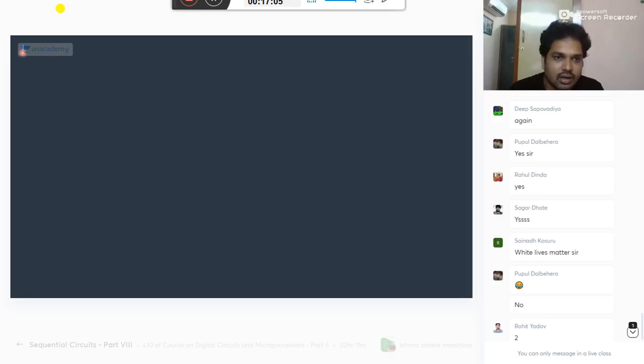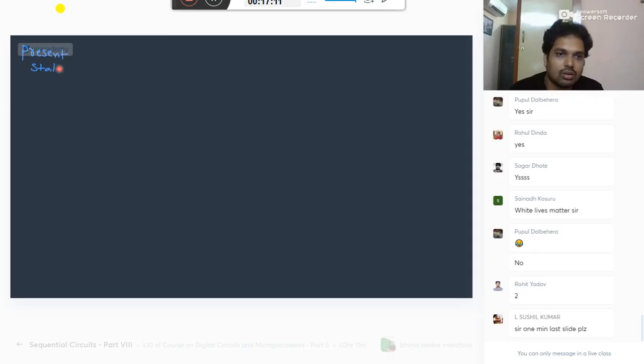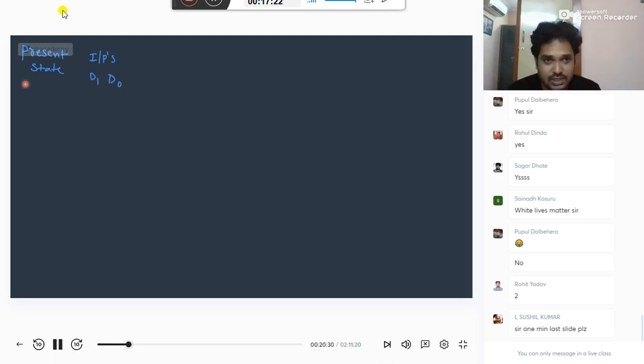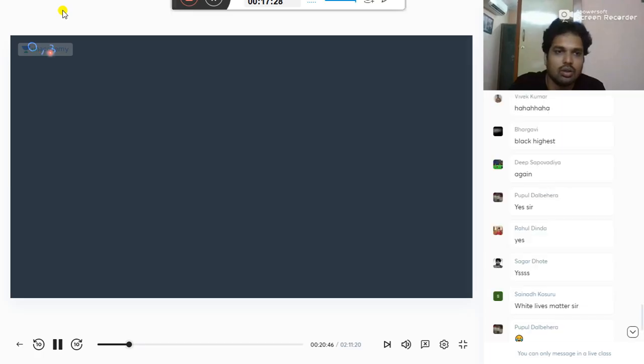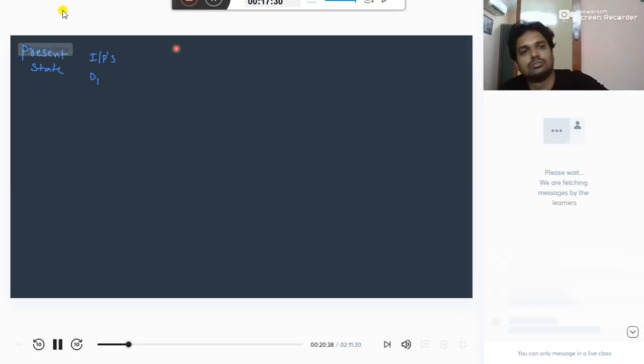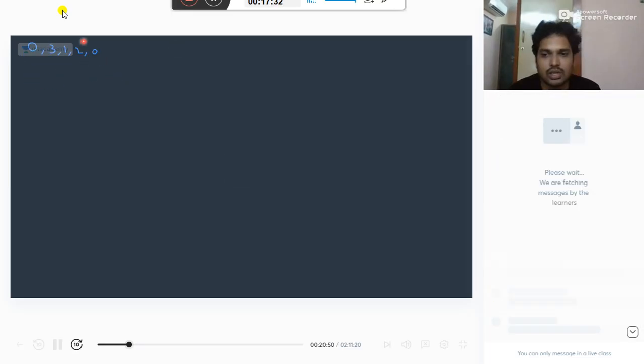The table entries are, first, the present state. What are the inputs you want to give? That is D1, D0, since it is a D flip-flop. The present state is Q1, Q0. What do you want to design?